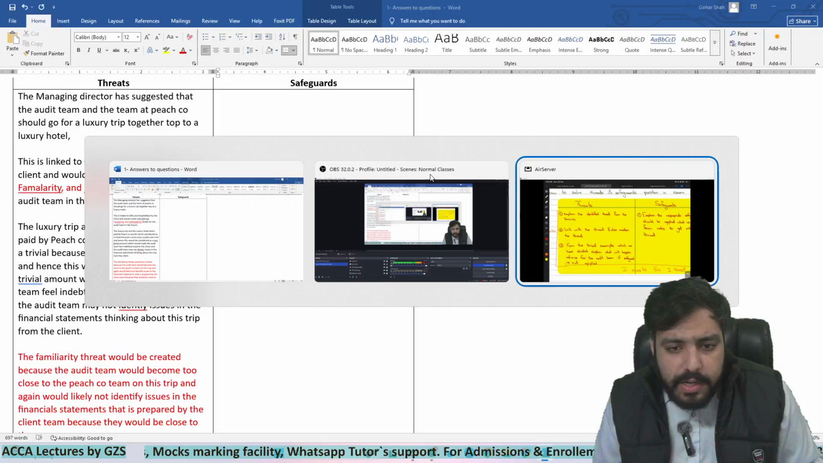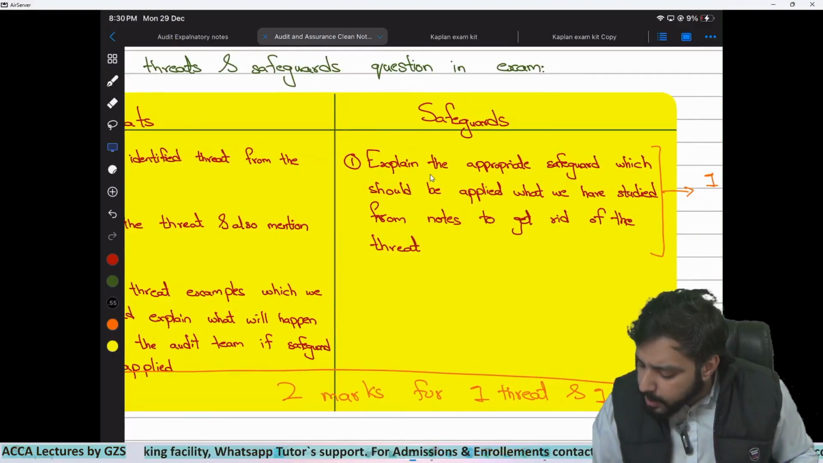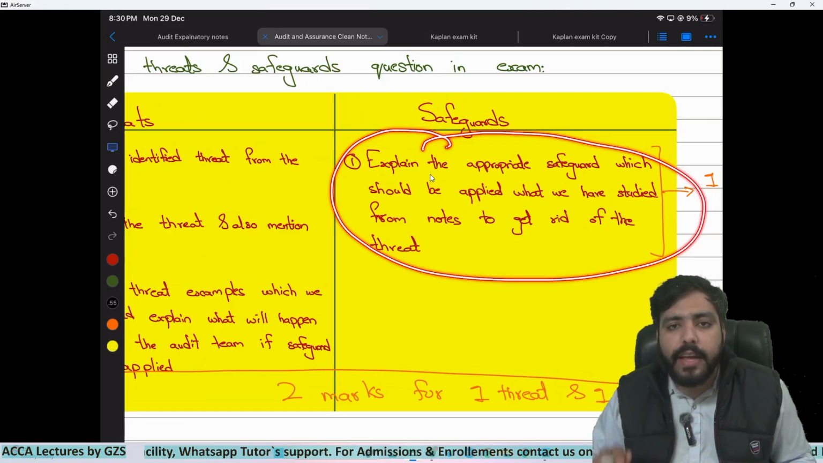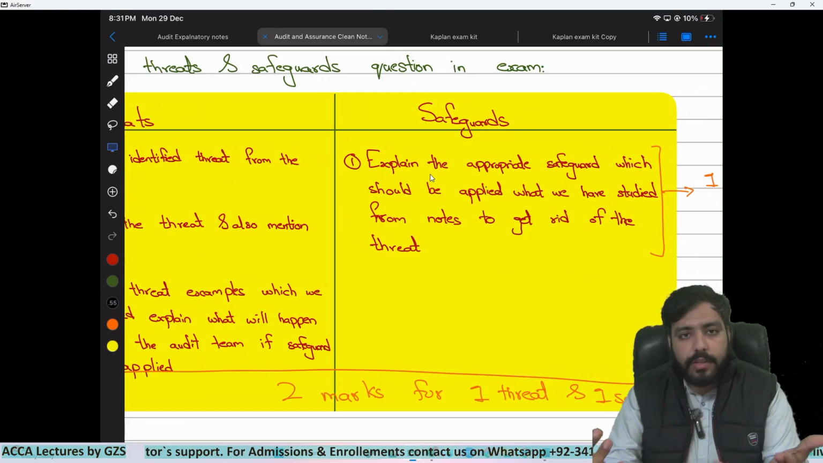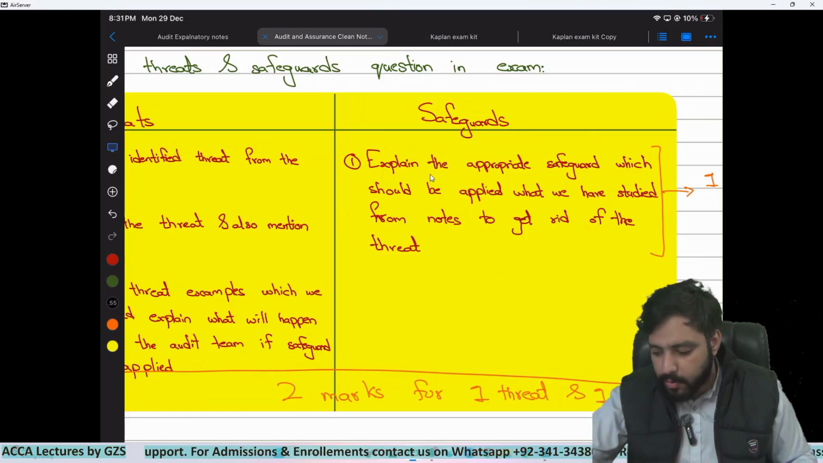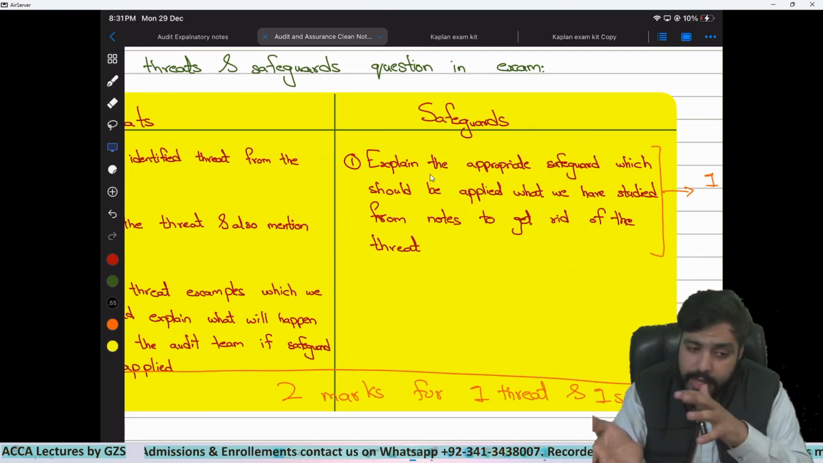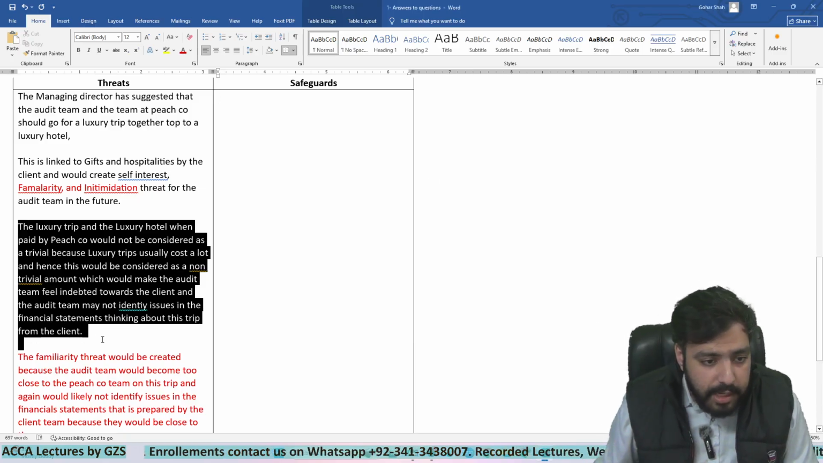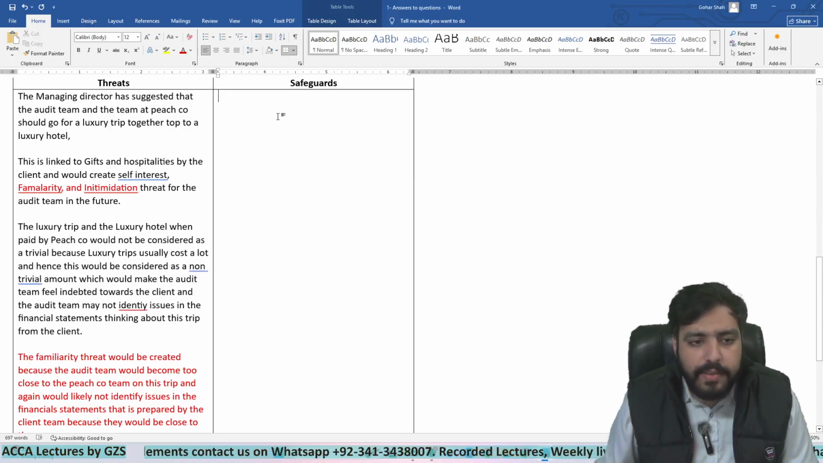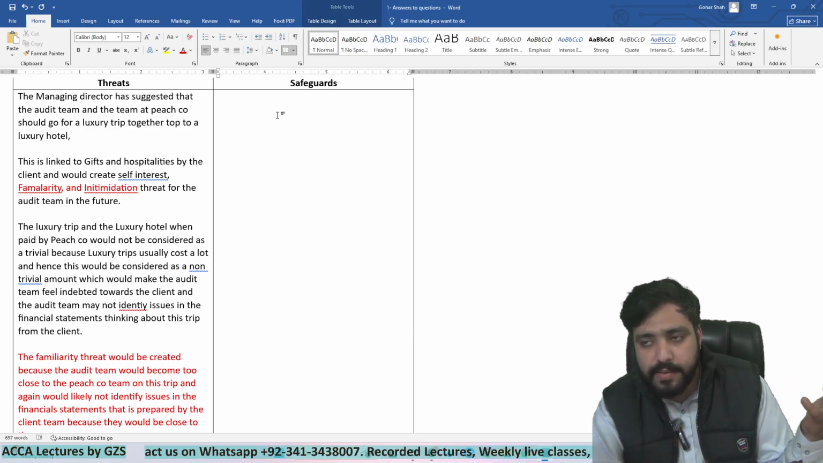Now, coming back towards our clean notes. So now we have to explain the safeguard against it, and the safeguard is going to be very simple. As an auditor, you are not allowed to accept gifts from clients that are non-trivial in nature. I've already explained why this is a non-trivial amount in the self-interest example explanation that I gave here. But obviously I'll have to write something down here as well. I can't simply write down that this should not be accepted and politely declined as it is considered non-trivial.